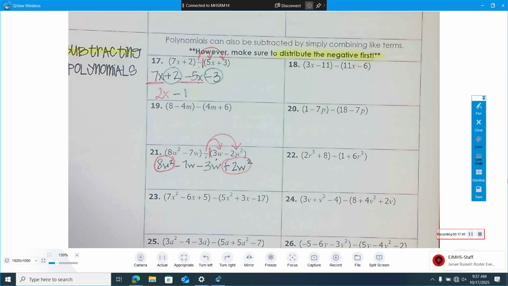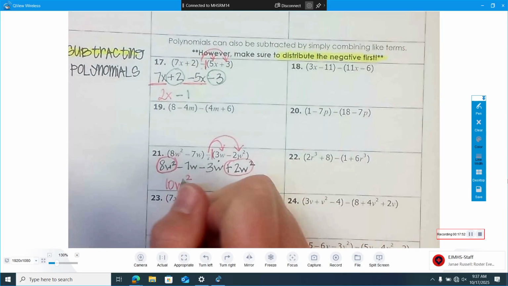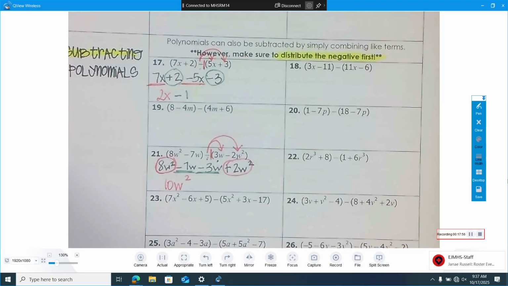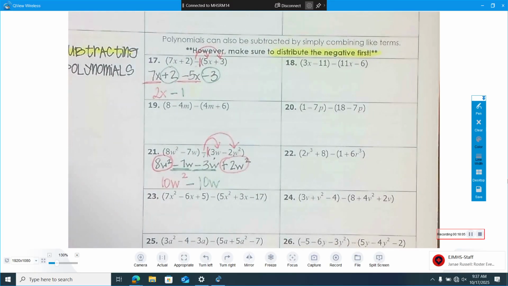8w² plus 2w² is? 10w². Thank you. And -7w minus 3w. Same team or war? Same team. They're both negatives. How many negatives is that? -10w. Very good.